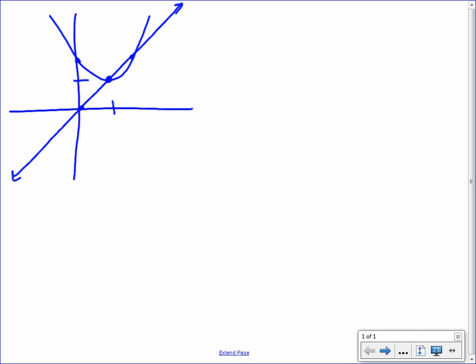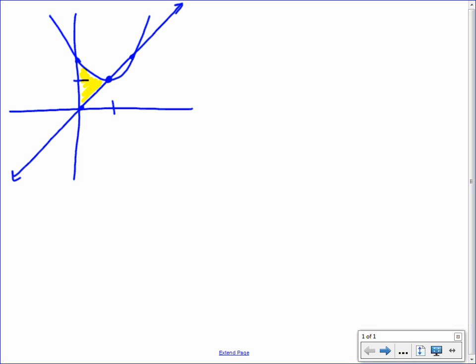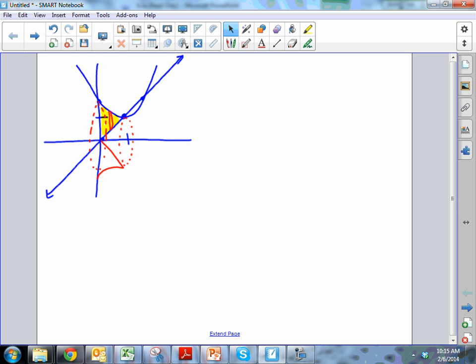Okay. So what portion are we talking about? This right here, right? Talking about this yellow portion right here. Okay? So what we're going to do, we're going to take these little vertical rectangles, and we're going to rotate them about the x-axis until we get a picture that looks like this. It's creating a volume, a 3D figure.